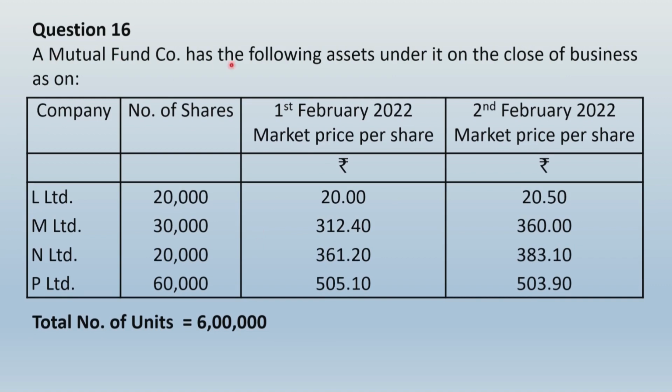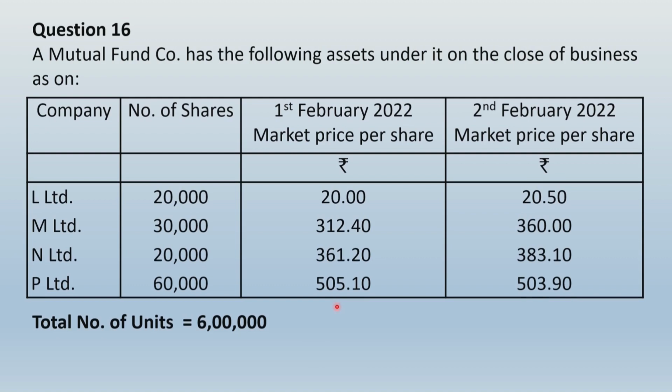First of all, the mutual fund company will be buying additional shares in one of these companies. It is given as M Limited. It will be buying additional 8,000 shares in M Limited at whatever market price prevailing on that date. And not only that, because this investor has given cash contribution, the mutual fund company will be issuing additional units to this investor at the NAV of that date.